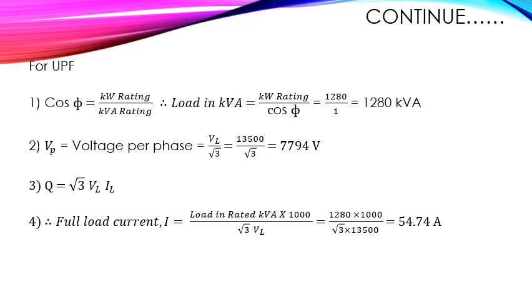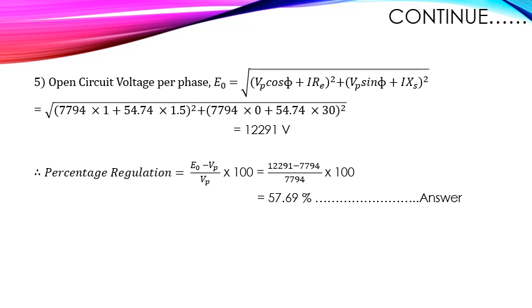Now the same for unity power factor. The condition is the same, so the answer will remain the same. So the percentage regulation with the same given data is 57.69% at unity power factor.